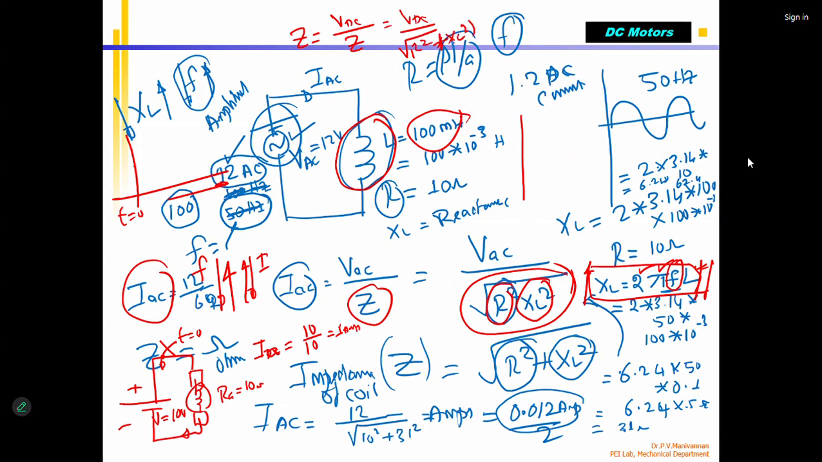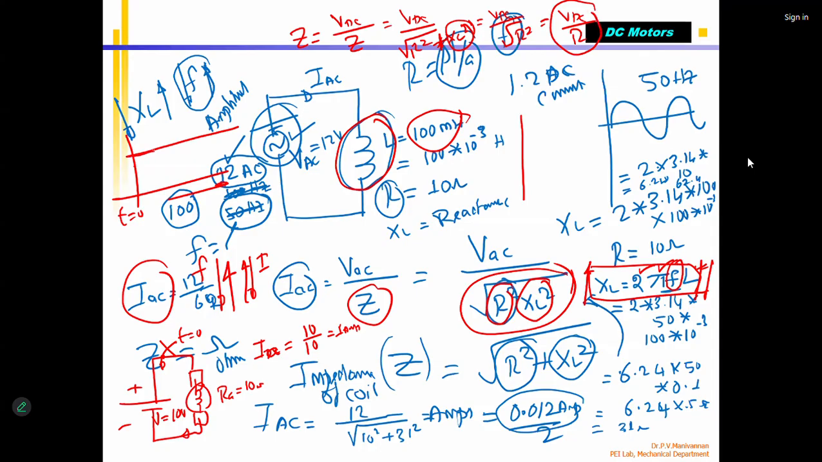But if the supplied voltage is constant, not varying with respect to time, automatically the XL will become 0. So what will happen? VDC divided by root of R square, which is nothing but VDC by the DC R only. That's why we always calculate it this way. But this formula is valid only as long as the voltage is not changing.